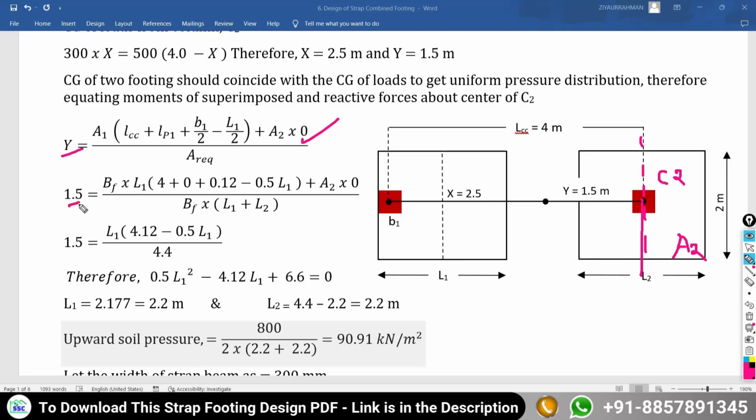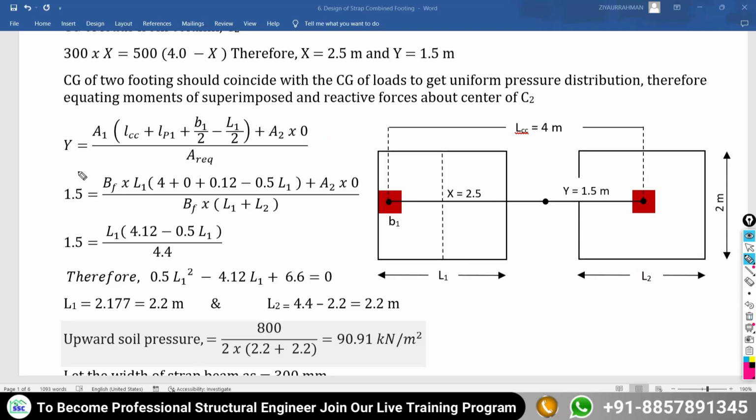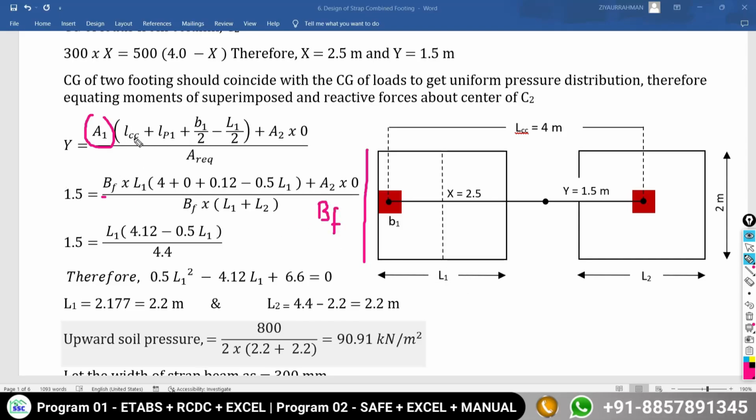Y is 1.5 meter. So I am going to put here 1.5 meter multiplied by the area of the first footing. The width is common for both foundations as BF, which is 2 meter. So BF multiplied by L1, multiplied by the center to center distance between the two columns as 4, plus projection, as I told you earlier, the projection is 0. So 0 plus half the size of your column: 240 by 240, half of that is 120 mm, in meter it is 0.12, minus L1 by 2.